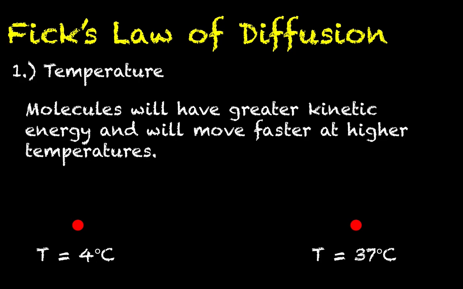So the idea here is that molecules are going to have greater amounts of kinetic energy, or the energy of motion, at higher temperatures. So if we compare the same molecule, illustrated in red here, at two very different temperatures, 4 degrees Celsius, which is about the temperature of the inside of your refrigerator, and then of course 37 degrees Celsius, which is your normal body temperature, you can appreciate that this same molecule is moving much faster at the higher temperature. So temperature's effect on membrane diffusion is not really going to matter a whole lot as long as the body is doing a good job of maintaining temperature homeostasis.